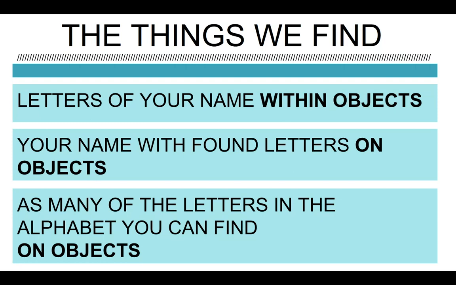So a couple things that we have is some choices for you. In this lesson, the things we find, we have three choices. Letters of your name within objects, notice the bold. Your name with found letters on objects, notice the bold. And then finally, as many of the letters in the alphabet you can find on objects. So we have within objects and on objects, and I'm going to explain that a little bit further.